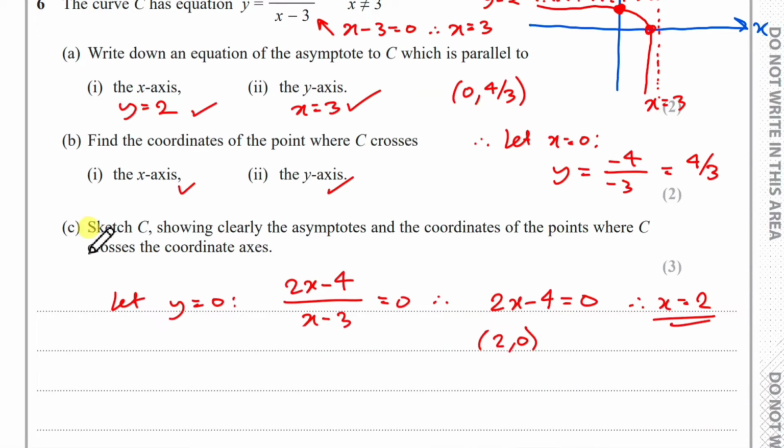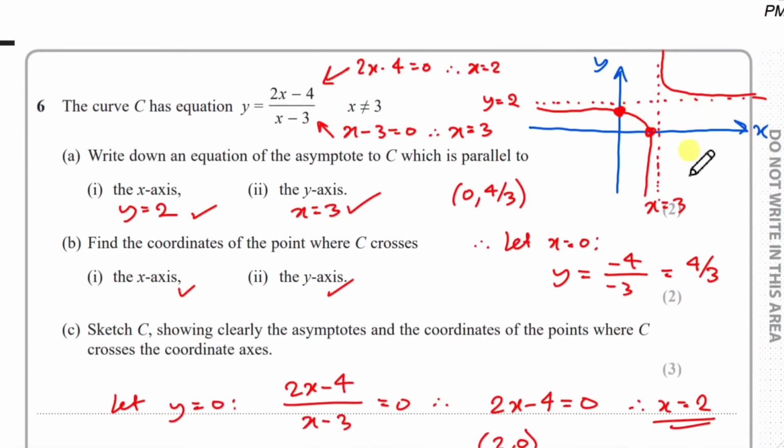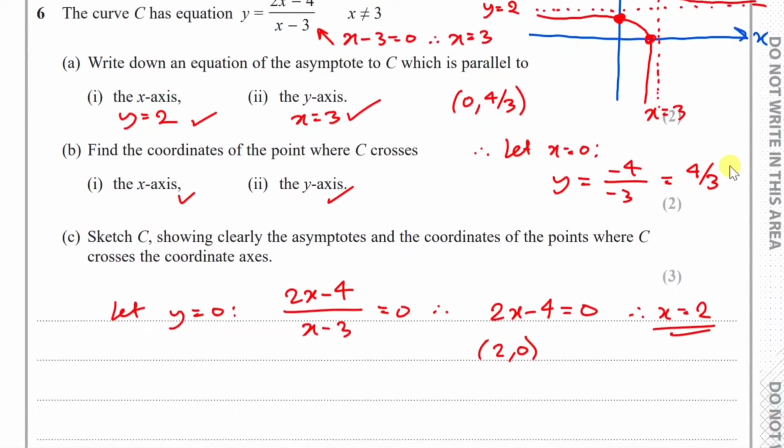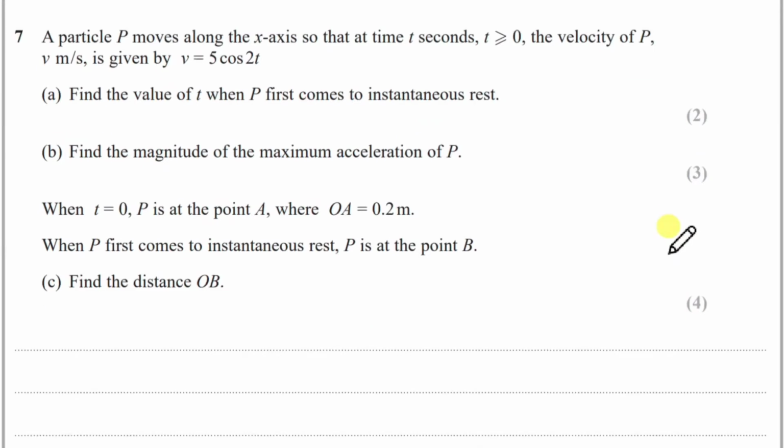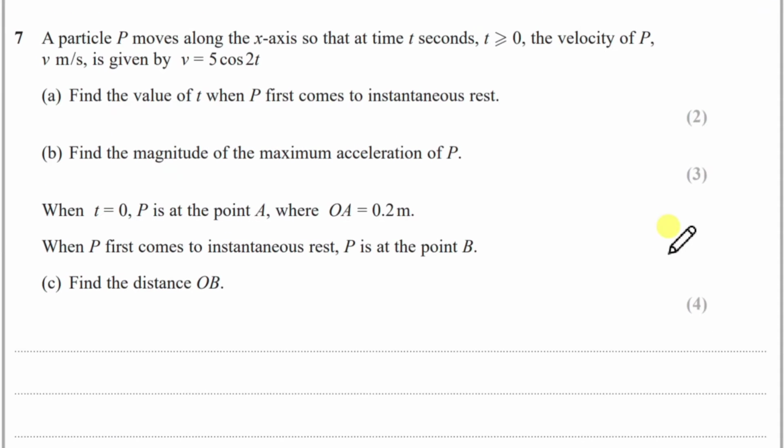And it says sketch C showing clearly the asymptotes and the coordinates of the points where C crosses the coordinate axes. Well, we already sketched it, and we've done it. So we know that one of them is going to be (2, 0), so that's 2 across, 0 up. And the second one's going to be 4/3, so we just put 4/3 there. And that's it, guys.